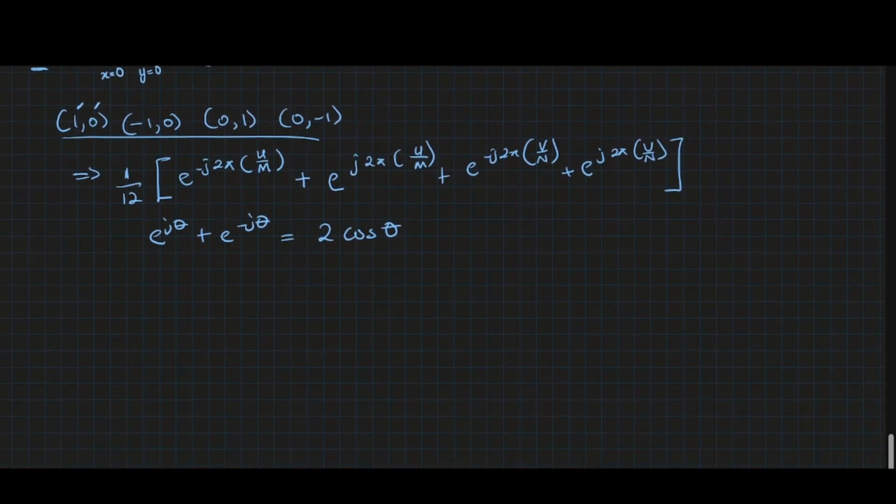I'm just going to scroll down a bit. At this point and this point, you can see here has negative, here has plus. So it's just going to be simplified as 1 over 12 times 2 cos. This entire thing is going to be seen as the theta.